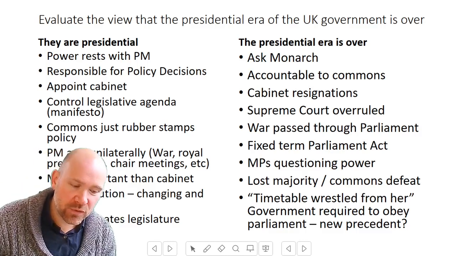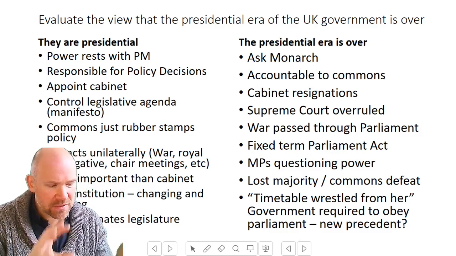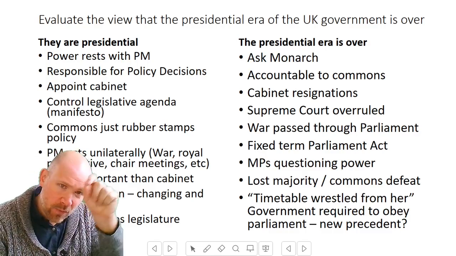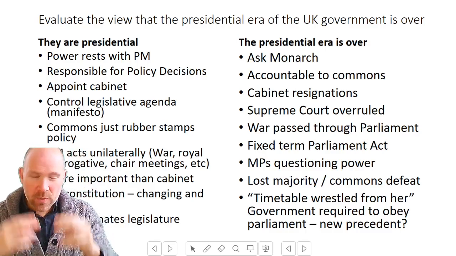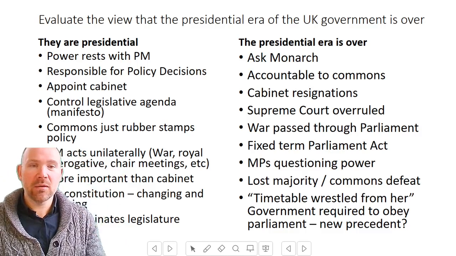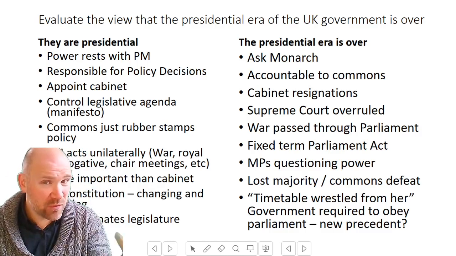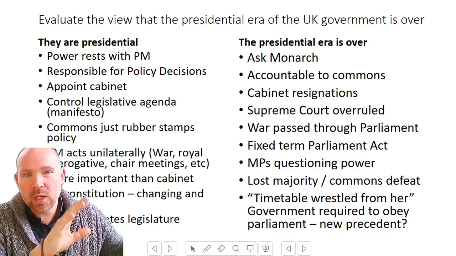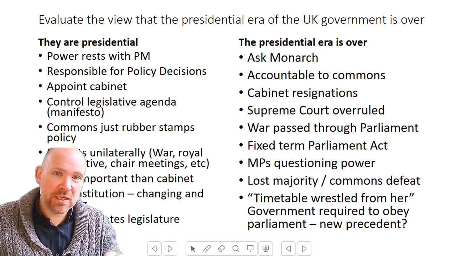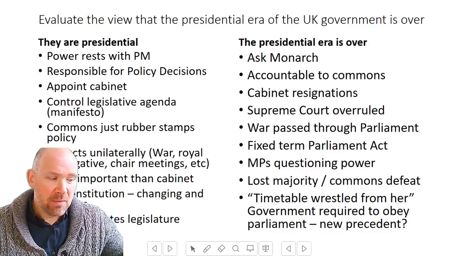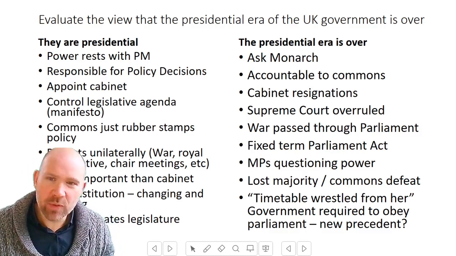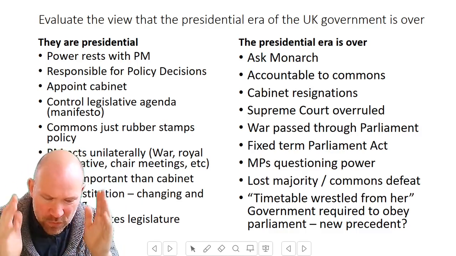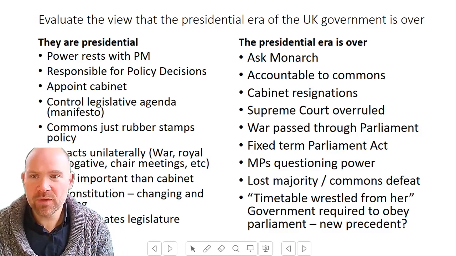Sometimes as you're working through the source, you see, actually, there's another bit here that's a slightly different argument, so I might tweak that as I go. But I want you to be thinking about the two sides, or maybe even three sides, of the arguments that I'm making. An example of a more complex one might be they are presidential, the presidential era is over, and maybe another one that says there never was a presidential era. You need to be thinking about what the various arguments are.